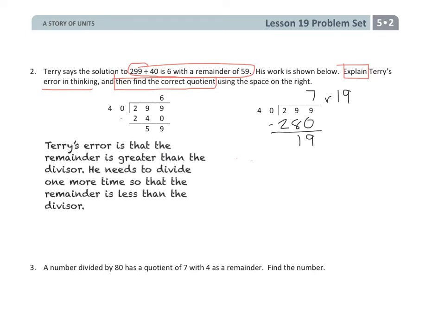So the correct quotient, let's do our multiplication check to make sure this is correct. We're going to do 7 times 40, which we already knew was 280. And if I add carefully the 19, I get 9 ones, 9 tens, and 2 hundreds. So that matches our dividend. So that means our answer, 7 remainder of 19, is the correct quotient.